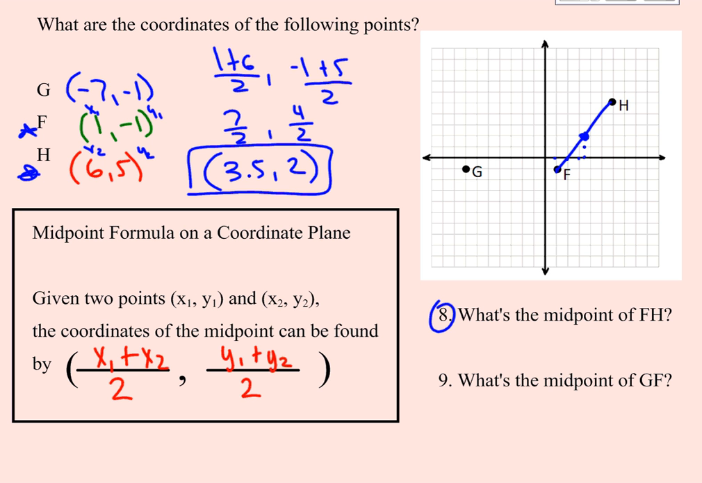It's an actual point. I see kids that do this and they get the right answer, and then they think they've got to add those two or multiply them or something. Don't do that. That's your answer. It's a midpoint. It's an actual point.